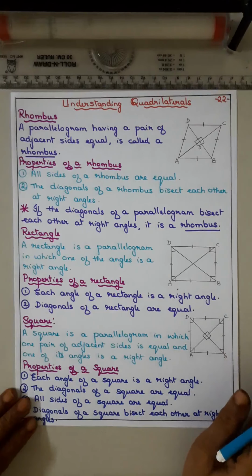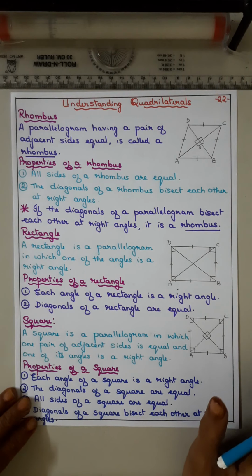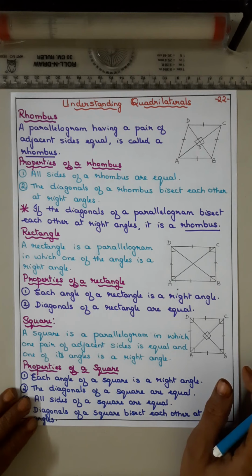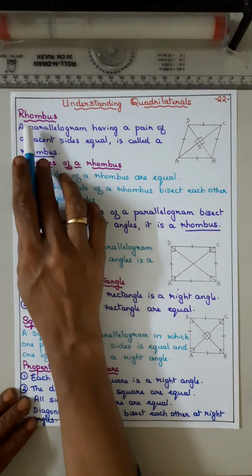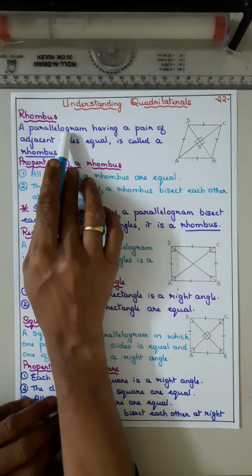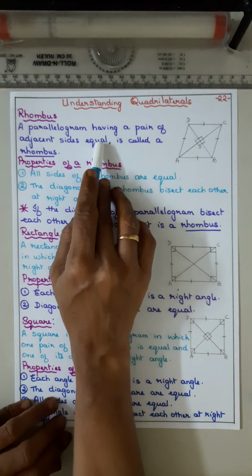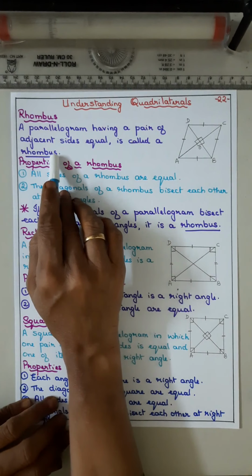8th standard students. We were discussing the lesson Understanding Quadrilaterals. Now coming to different types of quadrilaterals. We have studied the trapezium and the parallelogram, isn't it? Now coming to the rhombus. What is a rhombus? It's a parallelogram having a pair of adjacent sides equal. Then it is called a rhombus.